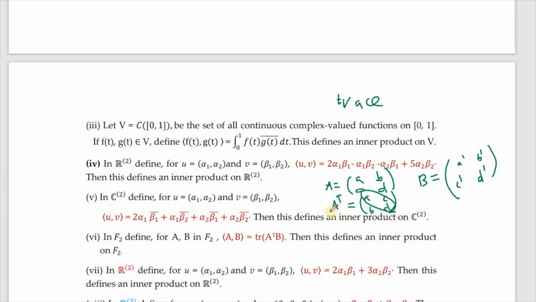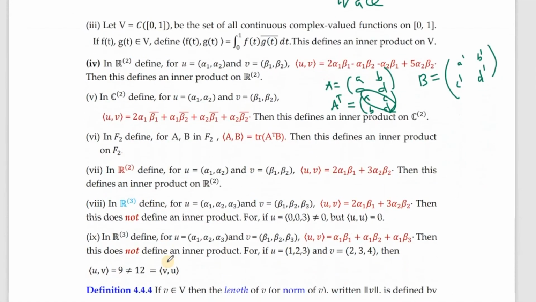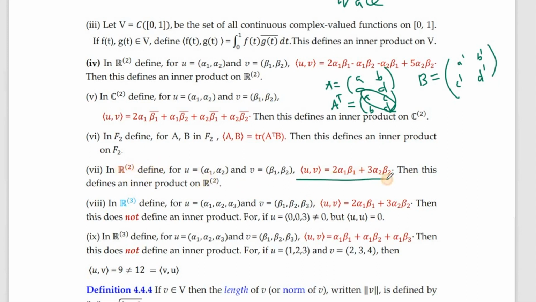So this is the trace of A transpose, in this case a plus d, times B, with a prime plus d prime. In the same way, you first compute A transpose B and then the trace, that is the sum of the main diagonal entries. We can even verify that under this inner product, this F2 becomes an inner product space. Then one more on R2: in R2, we can have one more inner product defined in this way. This also we can check for whether it satisfies all three axioms.